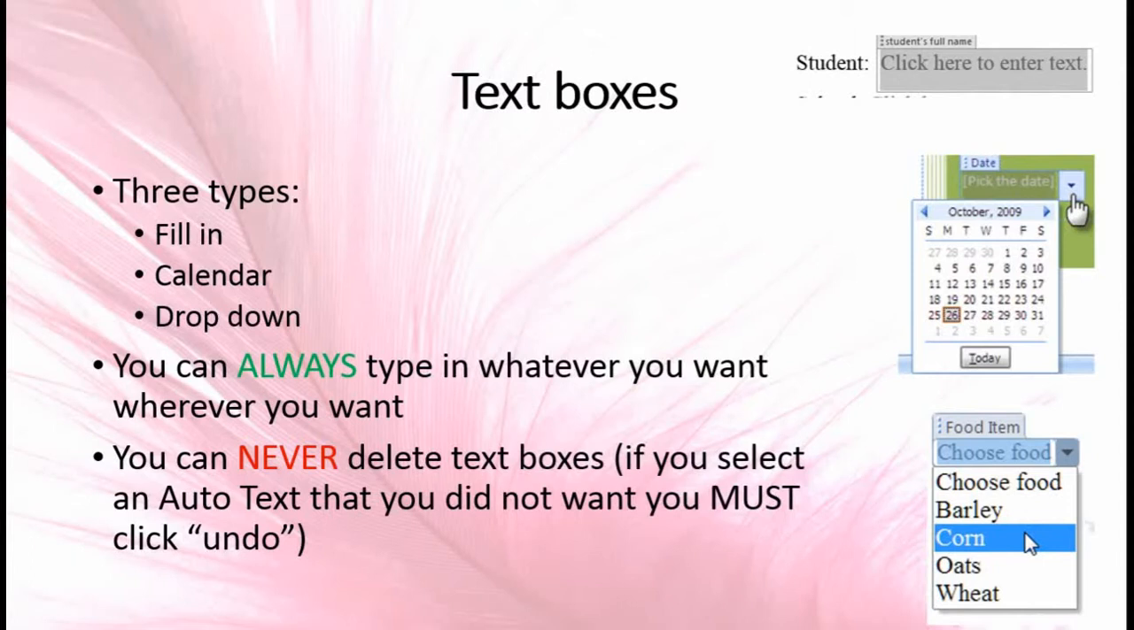Text boxes. There are 3 types of text boxes: fill-in, calendar, and drop-down. There are 2 really important things that need to be remembered about text boxes. The first one is that you can always type in whatever you want, wherever you want. So when you've got a text box, you can always type in anything you want to, wherever you want to. The other important thing to remember about text boxes is that they can never be deleted. If you select an auto text that you did not want, you must click Undo in the top left corner of your Word document screen. Text boxes cannot be deleted.